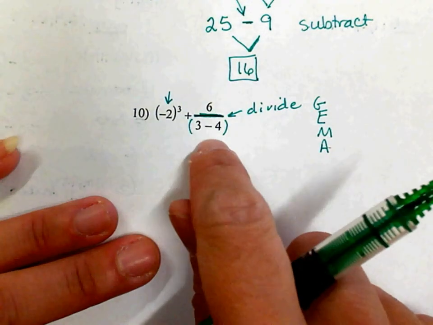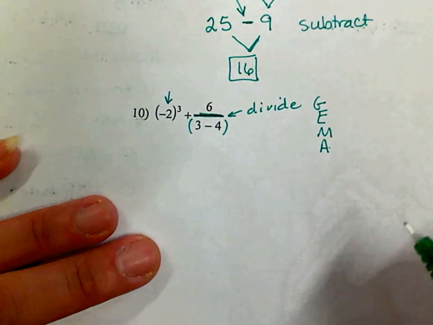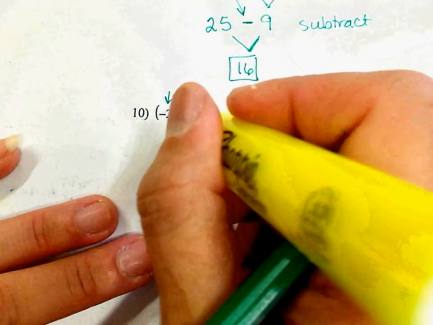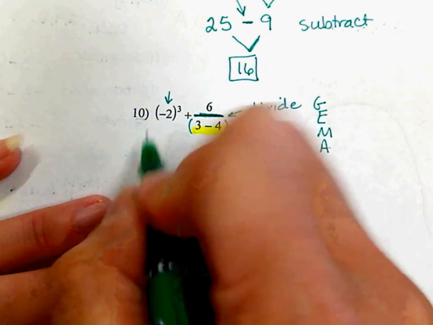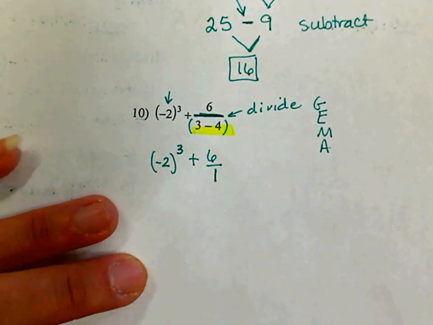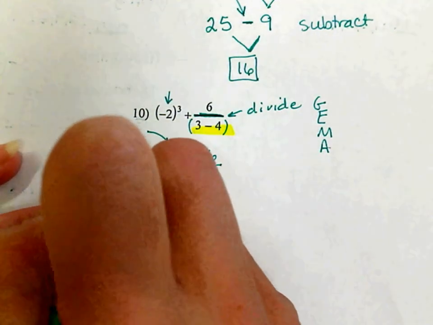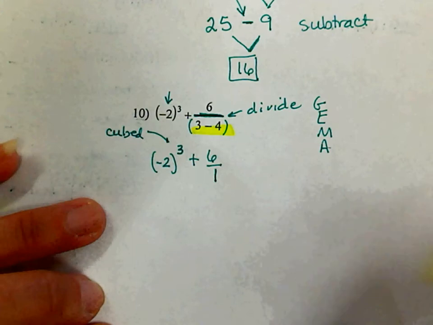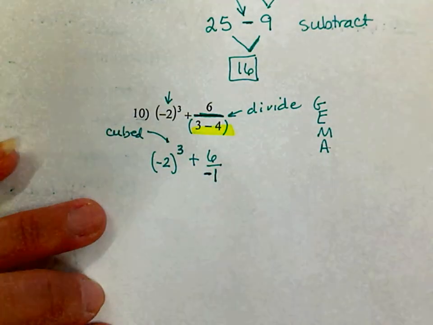What is 3 minus 4? It's -1. Oh, it's negative 1? My fault. Sorry, you are right. So you have positive 6 over negative 1, and then you have negative 2 over 3, okay, to the third. That's a cube. That means cube. Now what do we do next?